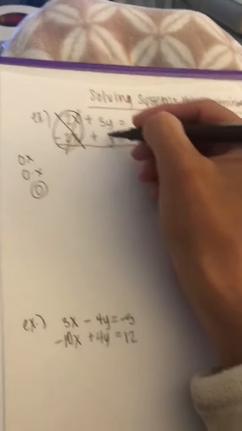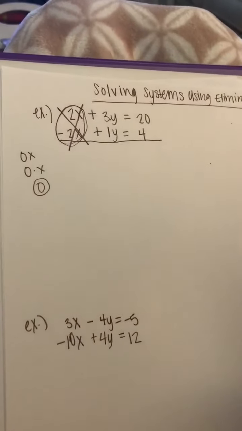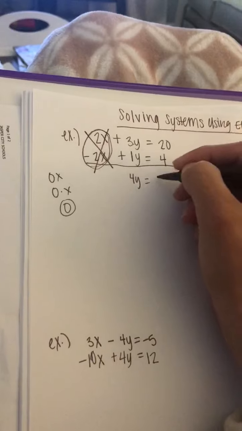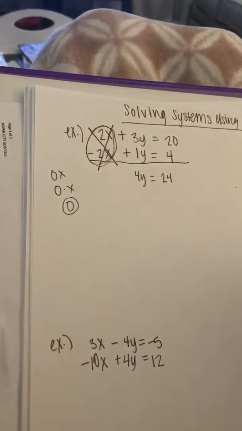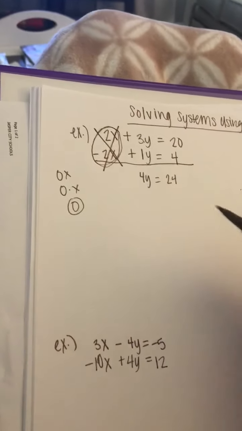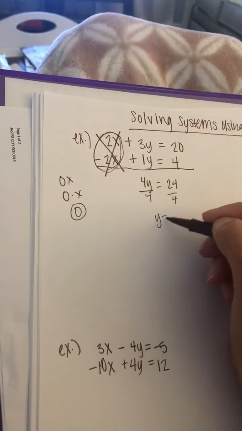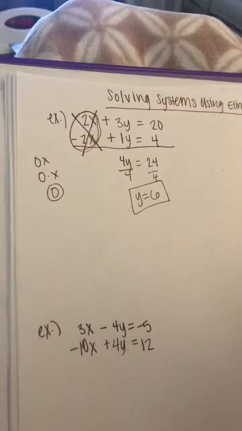3y plus y, you can stick your 1 there if you want it. What is 3y plus 1y? It is 4y, and then 20 plus 4 is 24, okay? So clearly now we're almost solving for y. We need to divide both sides by 4, and we get y equals 6. So good job, us. We got y equals 6.